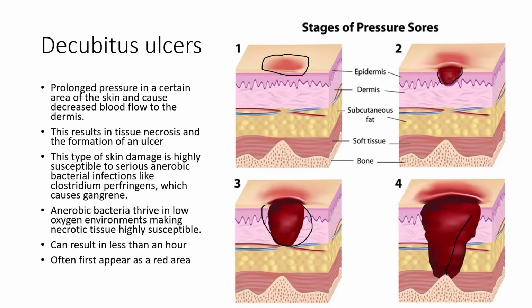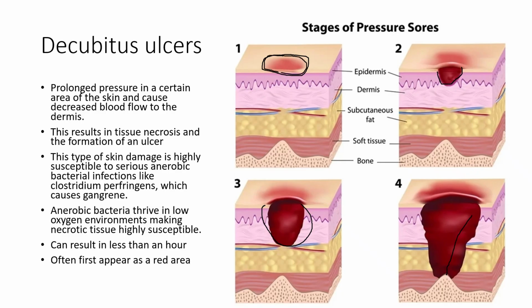And the thing is, just relieving the pressure is not enough to treat these wounds. Because we've damaged the blood supply to the tissue by creating ischemic necrotic tissue, simply moving the patient once the ulcers have started to form, they can progress. And so it's really important to assess your patients for these red spots of redness.